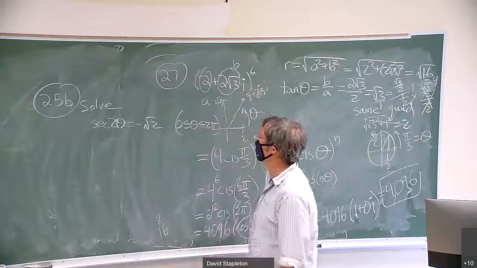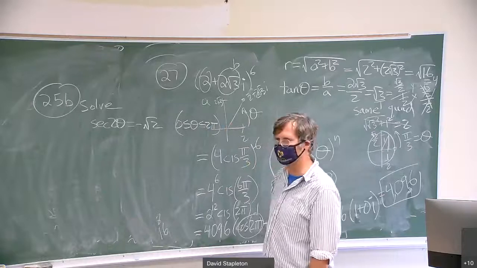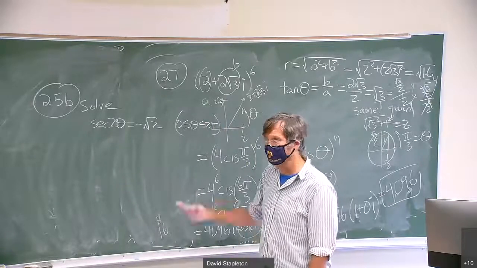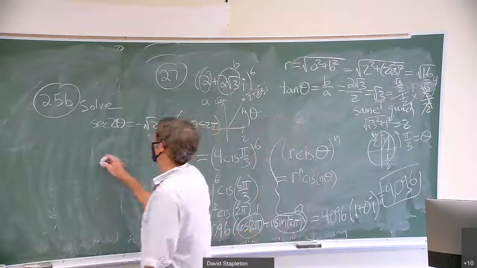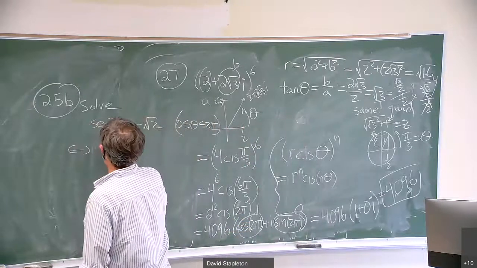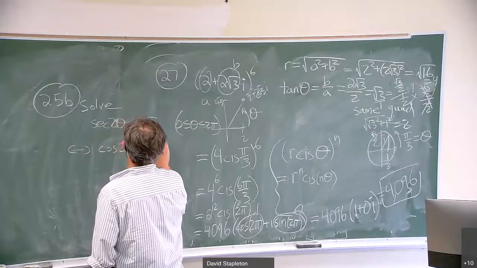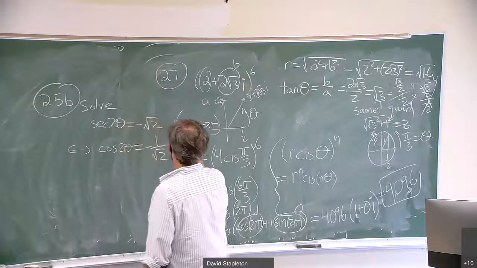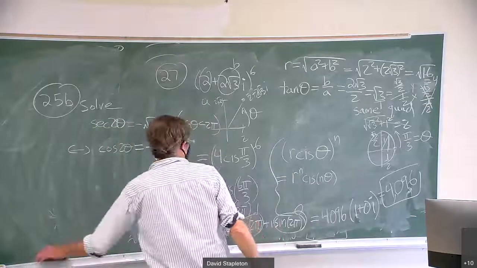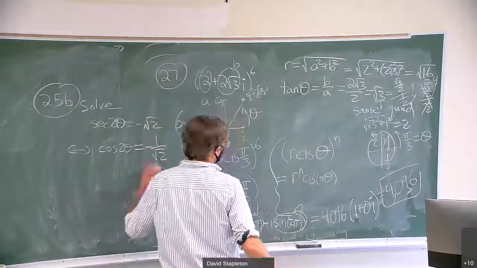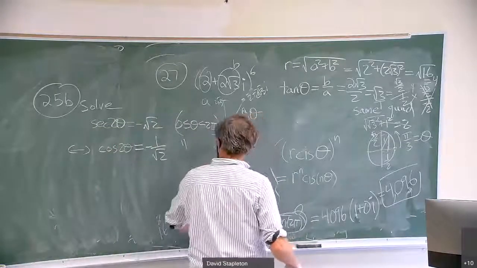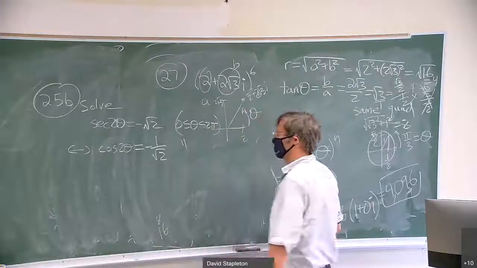What do you do when you see secant 2 theta equals minus square root 2 to solve? Immediately write it in terms of sine, cosine, or tangent. Take the reciprocal, and this means equivalently that cosine of 2 theta is minus 1 over square root 2 within the same range of angles. There we go. That one I can solve, right?